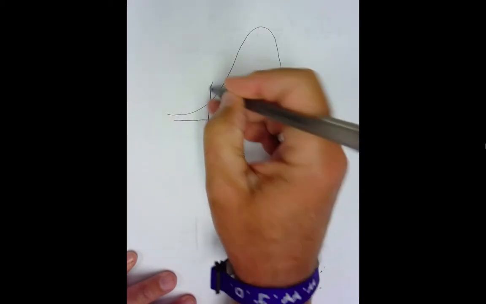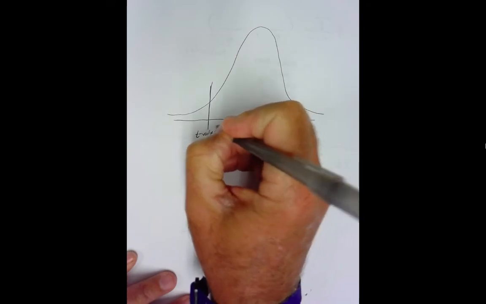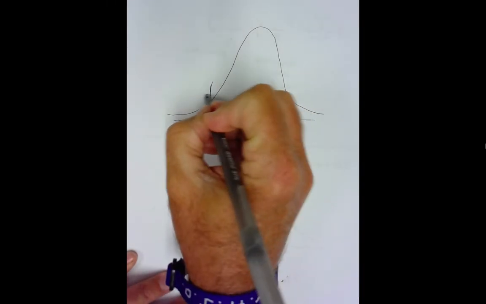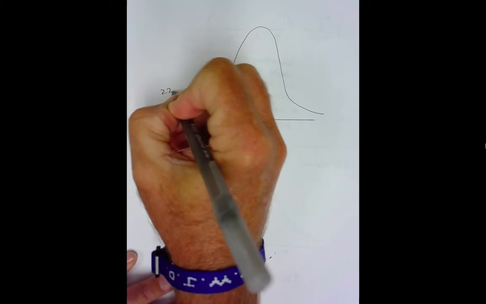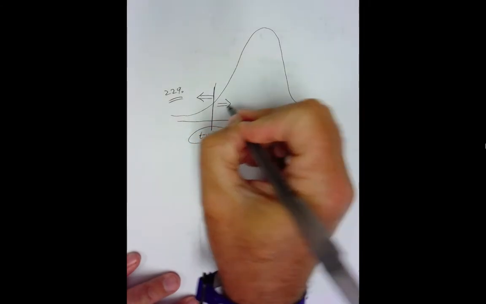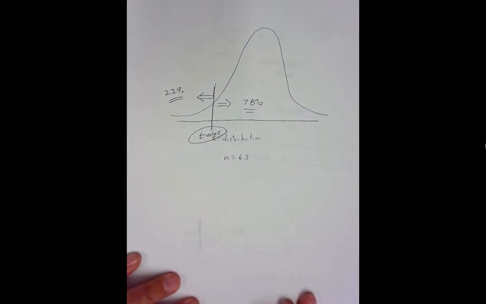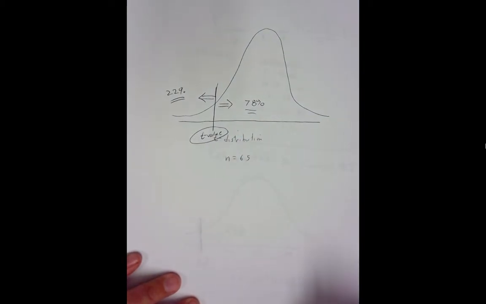We want to know what t-value from this distribution has 22% of the scores to the left of it, or 78% of the scores to the right. So what are we going to do?